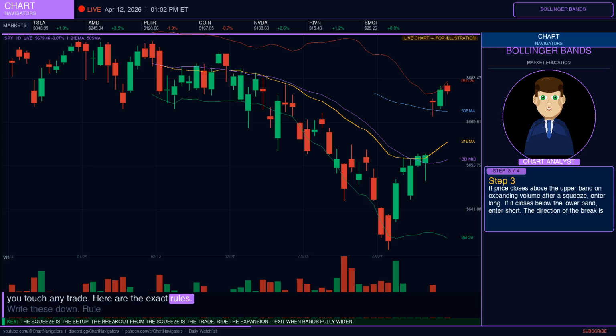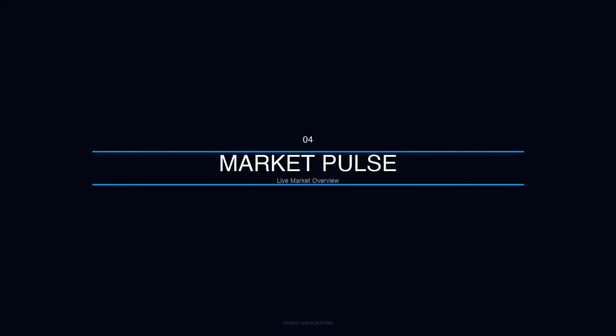Here are the exact rules. Write these down. Rule 1. When the bands contract and squeeze together, expect a big move soon in either direction. Rule 2. Price touching the upper band in a strong trend is not a sell signal. It is a continuation signal. Rule 3. Price touching the lower band after a squeeze breaking upward is a buy signal.